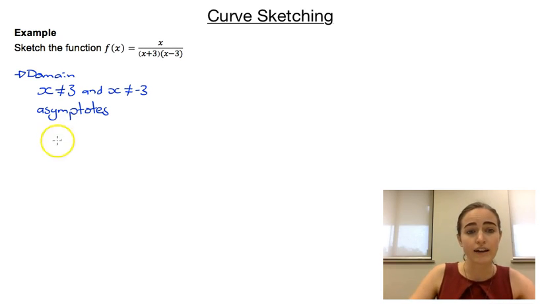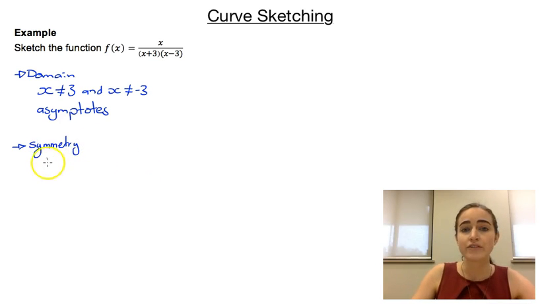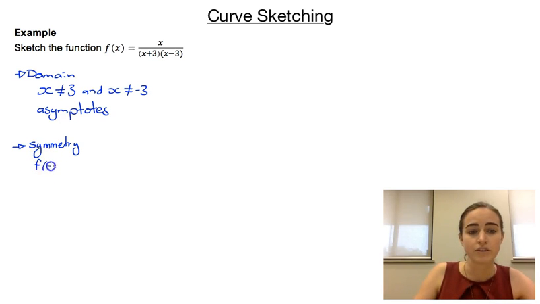All right, the next thing we can have a look at is symmetry. So we're looking to see if it's an odd or an even function, or it might not be either. So we're going to find f of minus x. Now when we do this, we're trying to figure out if it comes back to be the exact same equation, or if it comes out to be negative of this function. So we're going to put a minus x in there. So we'll have minus x over (minus x plus 3)(minus x minus 3).